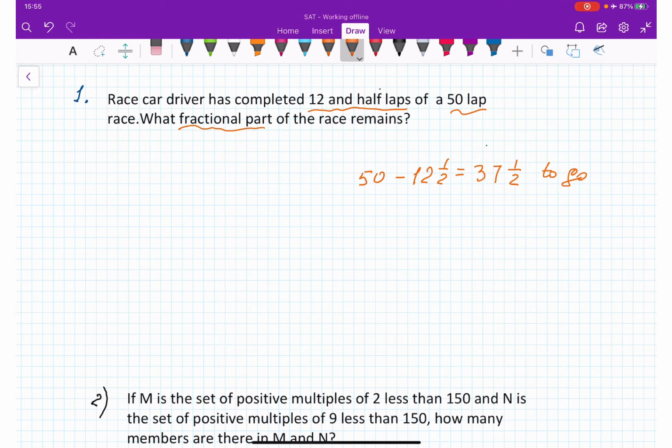When we are talking about a part, which part of the race, to find out we need to take this 37 and a half that is left over, because it wants to know what part of the entire race that makes. So we take 37 1/2 and divide by 50. That means this is going to be 75 over 2, right? 37 times 2 plus 1.